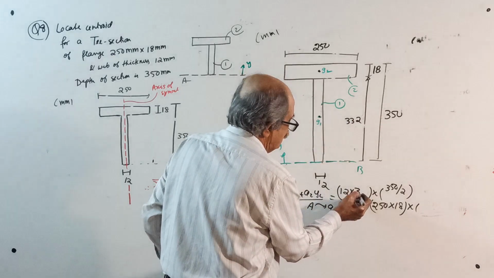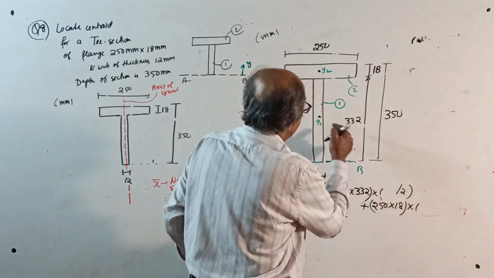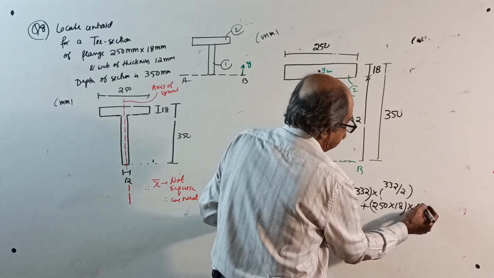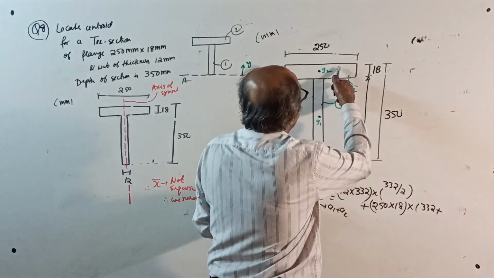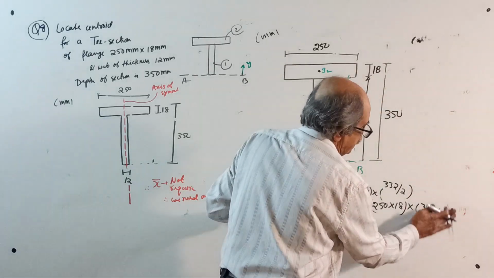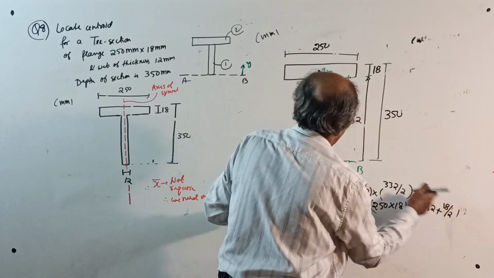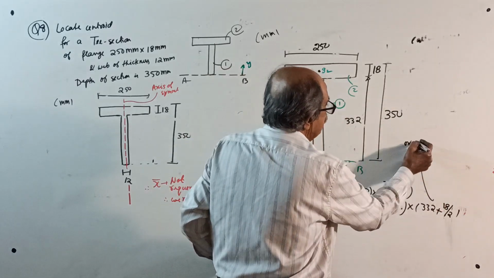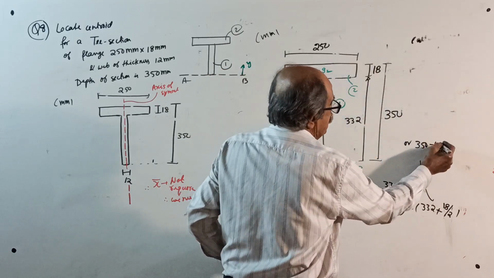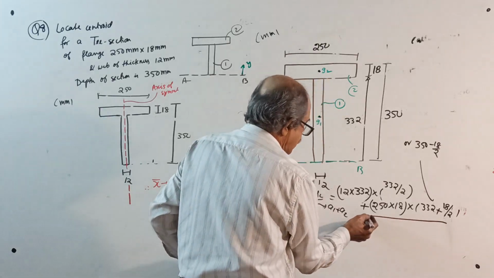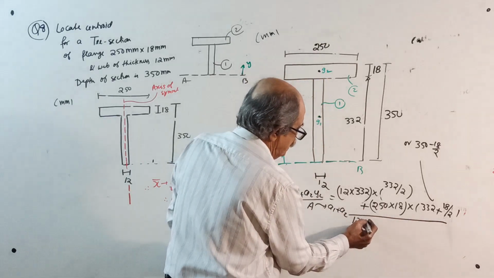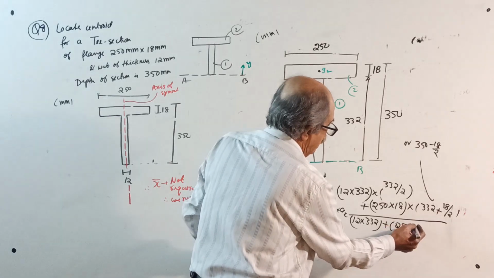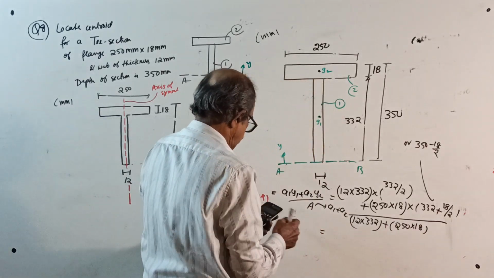Okay. 12 into 332 into 332 by 2 plus 250 into 18 into how much is it? 332 plus half of 18. Or you can do one thing, 350 minus 18 by 2. That also will do. Divided by total area, 12 into 332 plus other is 250 into 18. You will get the Y bar answer.